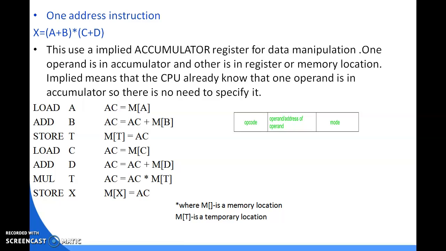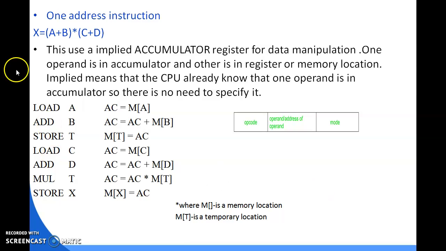In the one address instruction, an implied accumulator register is used for data manipulation. One operand is in the accumulator and the other is in a register or memory location. Clear? Implied means that the CPU already knows that one operand is in the accumulator, so there is no need to specify it. So first understand this part: one operand is in the accumulator and the other is in a register or memory location.